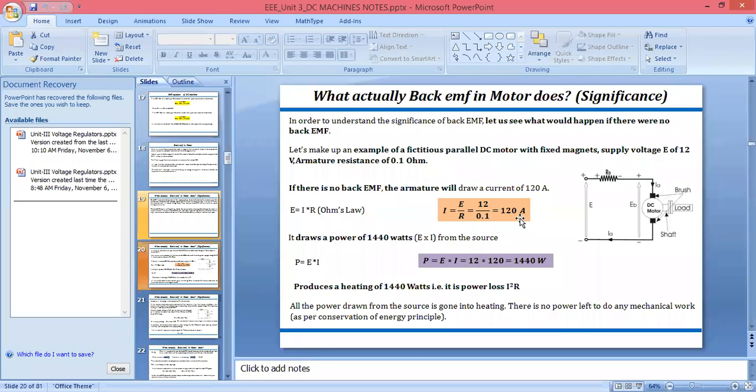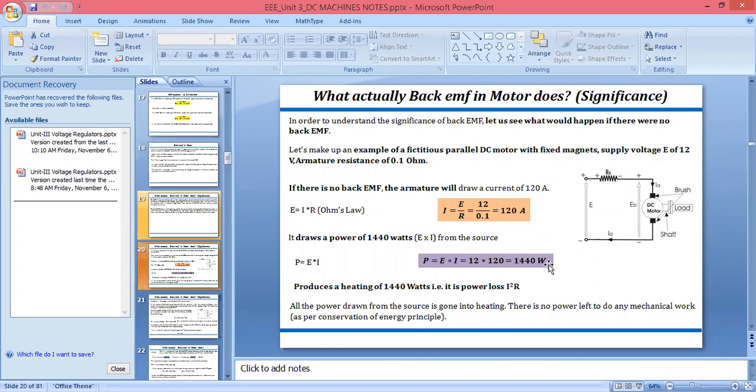So we know power is nothing but power equal to E into I, meaning voltage into current. Voltage value is 12 volt. Current value we have just found out, this is 120 ampere. So 12 into 120, you will get power equal to 1440. And power has the unit watt, so I have written here W.